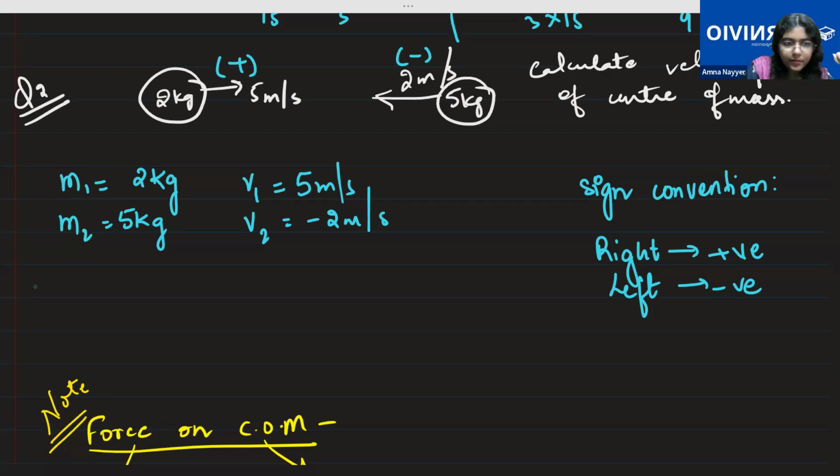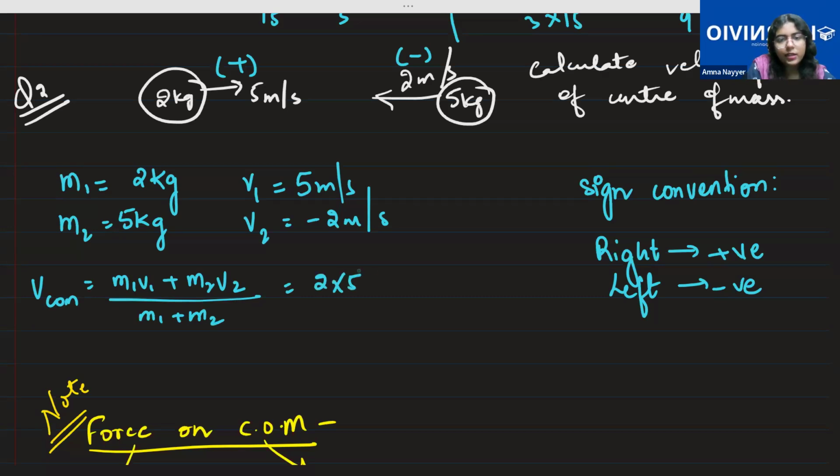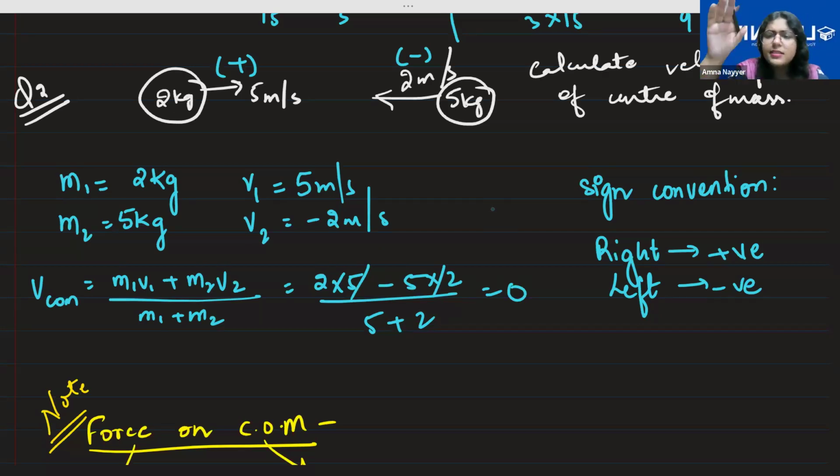Now for the velocity of center of mass, m1v1 plus m2v2 divided by m1 plus m2. This will be 2 into 5 minus 5 into 2 divided by 5 plus 2. 10 minus 10, this is 0. In this question, the final answer will also be 0. But this is a coincidence. It doesn't mean that the velocity of center of mass will always be 0, because the data was such in this question that it came 0. Write this down, then let's see forces and then conservation.